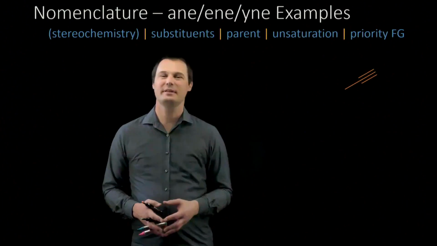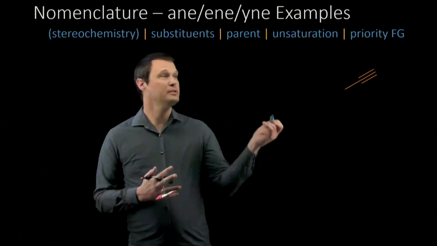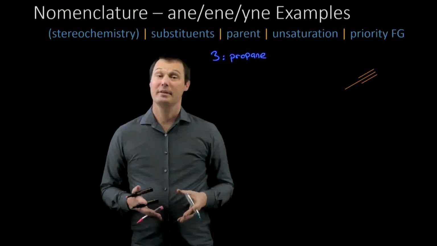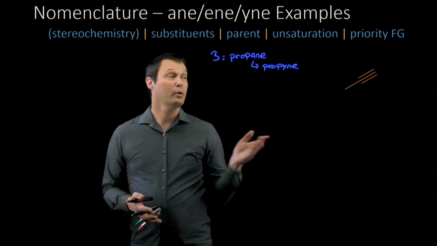Pause the video, see what you do with this next example. As always, we'll start with the number of carbons in the longest chain. That longest chain is 3 carbons. Our name for our 3-carbon parent is propane, but this isn't going to be propane. It has the alkyne, so we'll update the name to be propyne. Doesn't matter where the triple bond goes.